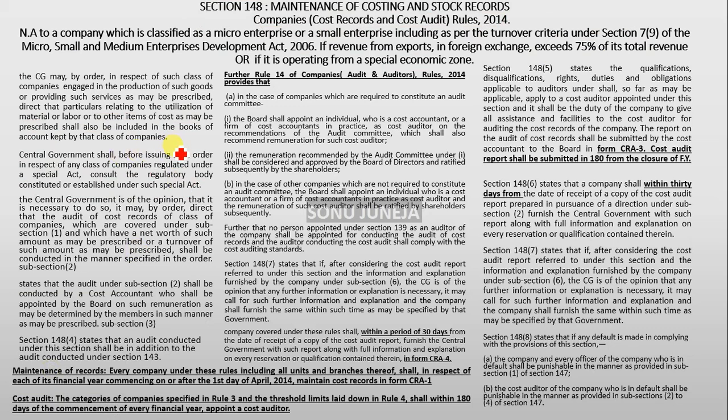Let me explain it to you. Let's say a bank is regulated by the RBI Act, and the CG wishes to form any sort of rules with respect to the banking company in regard to this section. It shall first consult with the RBI, and then after consultation shall form rules under this section.